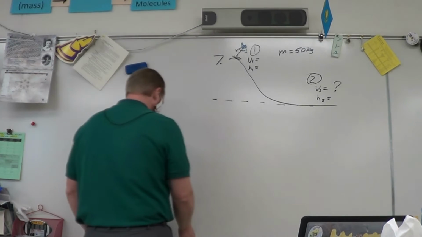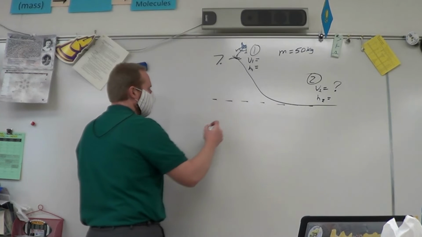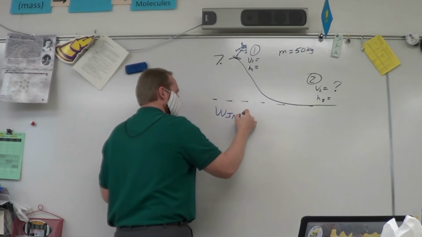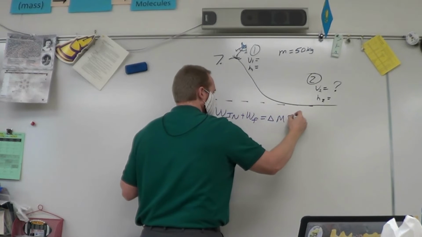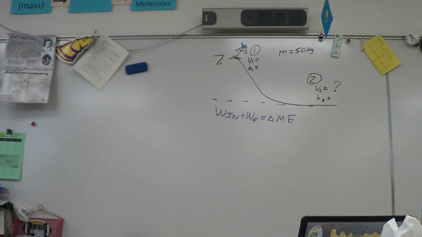Let's talk briefly about this 2 location problem. We said it was a 2 location problem, so because it's a 2 location problem, we need to use our 2 location problem equation. Work in plus work done by friction is equal to change in mechanical energy. Okay, so let's start with the work done by friction piece.